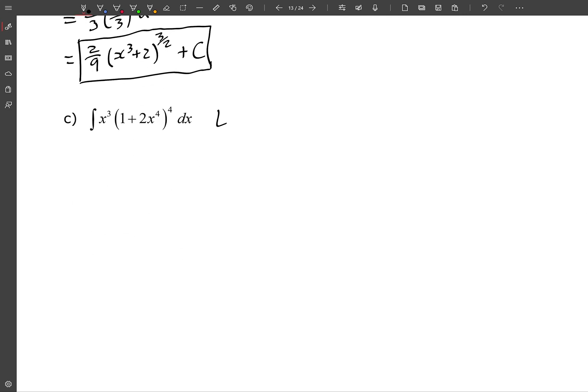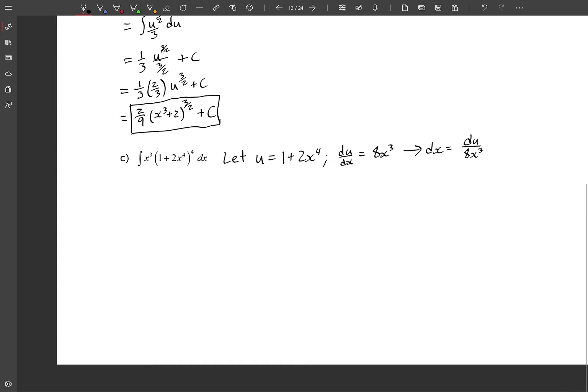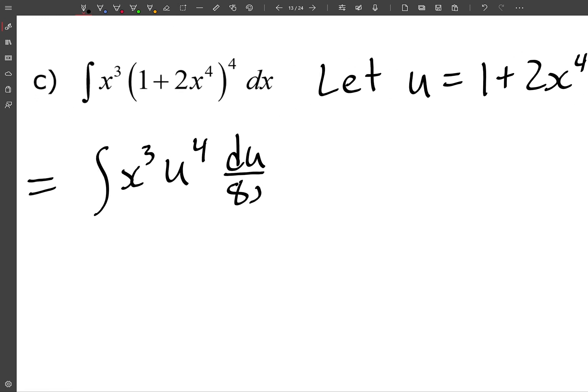So, in this case, we're going to let u equal to 1 plus 2x to the power of 4. Then that gives us that du/dx is equal to 8x cubed, which gives us dx is equal to du over 8x cubed. All right, neat. So I can rewrite this as the integral of x cubed u to the power of 4 du over 8x cubed. These cancel.